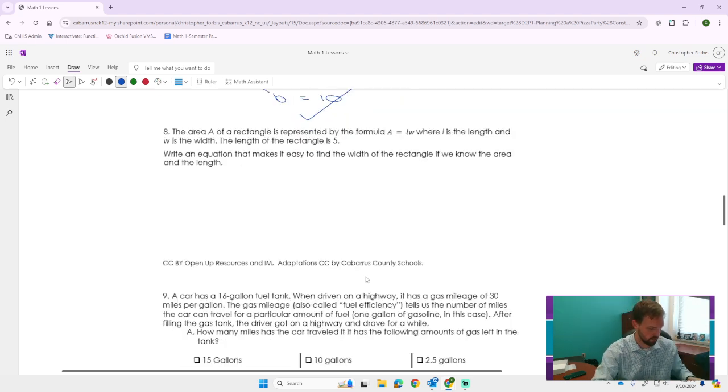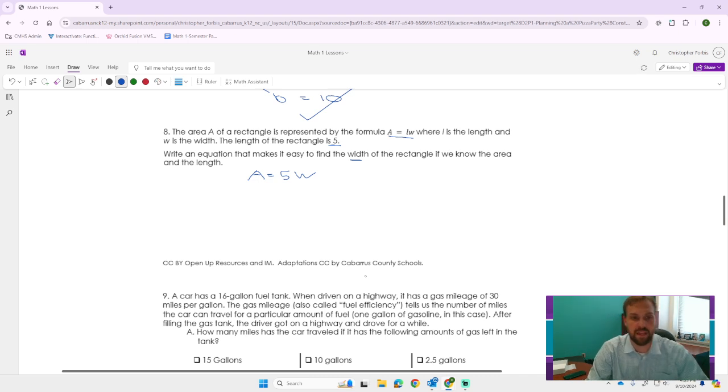Moving right along, we're doing great, guys. Number 8, the area A of a rectangle is represented by the formula A equals LW, where it's length times width. And y'all should know that. It says, though, that the length of the rectangle is 5. I know that L is 5. Write an equation that makes it easy to find the width of the rectangle if we know the area and the length. So we know that area is equal to length, which in this case is 5, times width, W.